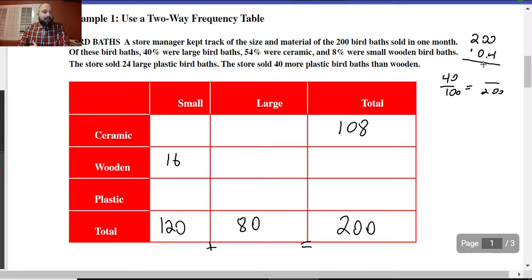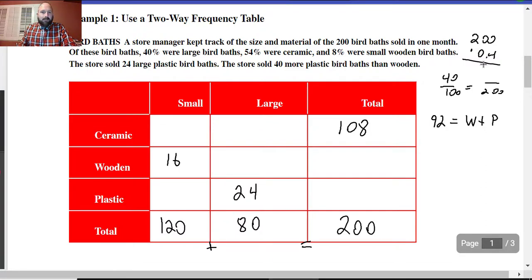Now, the only way we could figure this out is if we have one empty square, but looking at this, I have 2 left in each. I can't figure it out, so keep going. The store sold 24 plastic bird baths. Okay, 24 large plastic bird baths right there. The store sold 40 more plastic bird baths than wooden. So I know that wooden plus plastic would be 200 minus 108. So 92 is equal to wooden plus plastic.